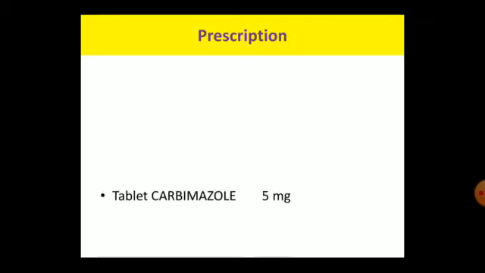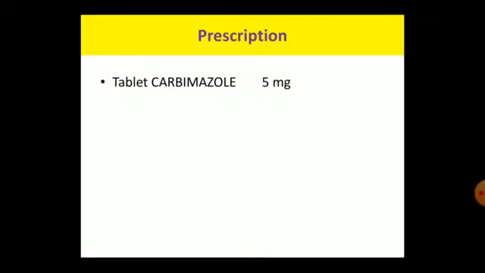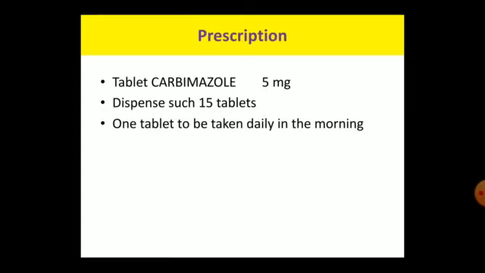So in the prescription: tablet carbimazole 5 mg, dispense 15 tablets, 1 tablet to be taken daily in the morning. It can also be prescribed as 1 tablet in the morning and 1 tablet in the evening. And as I am telling you, in the initial case dose titration is most important, and that's why initial frequent follow-up is needed, and based on the patient's response and the biochemical markers, one will decide the final dosage regimen, and that's why the initial follow-up is after 15 days.